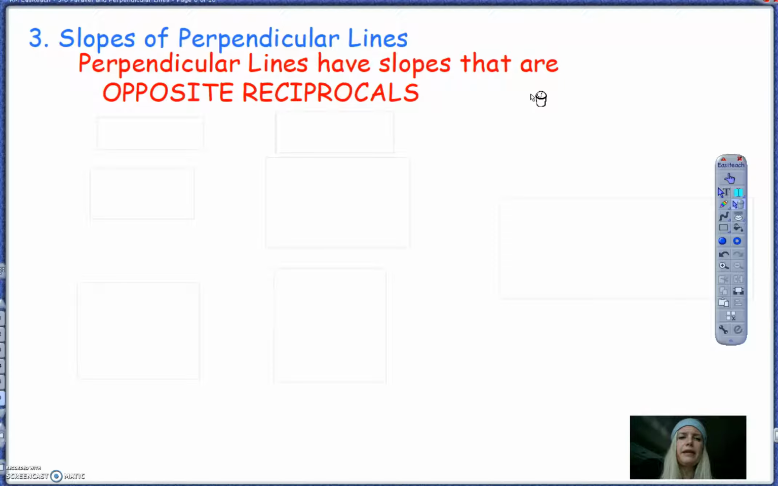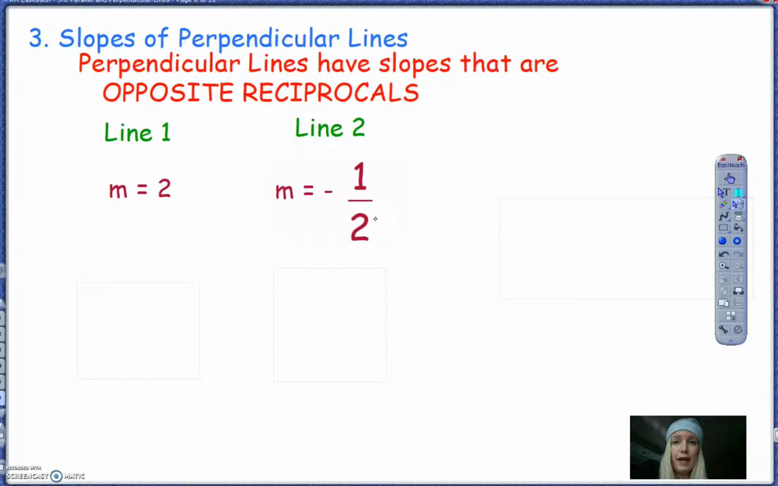So let me explain that a little bit better. So we have line 1 and line 2. Opposite, you should know: positive, negative. Reciprocal, that's when you flip it. Hopefully you know that already as well. So if the first line's slope is 2, I have to take the opposite and the reciprocal of that. So opposite of 2 is -2, and then you flip it, so its slope would become -1/2.